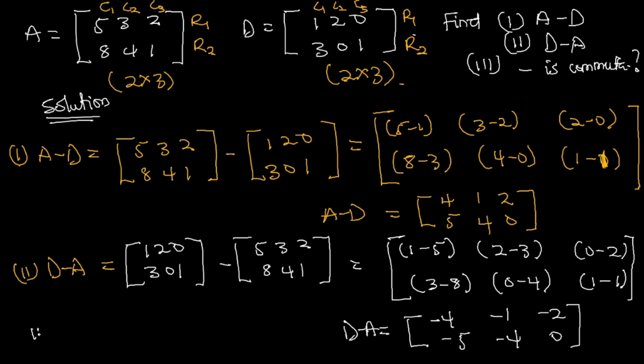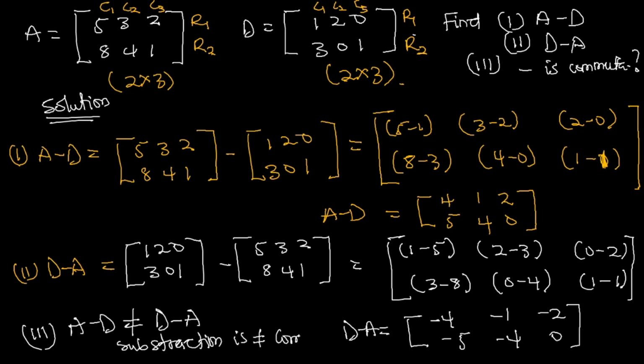So because A minus D is not equal to D minus A, it implies that subtraction of matrices is not commutative.